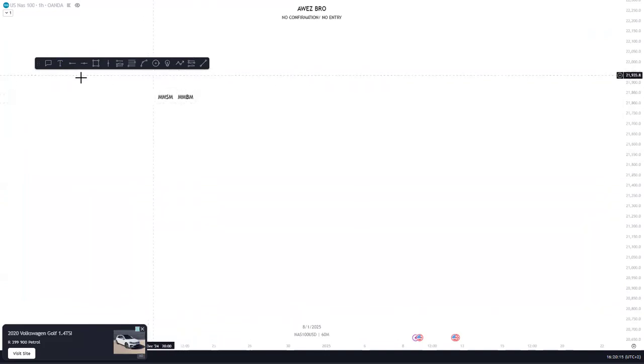So guys, in order for this model to work, or in order to confirm whether this is a market maker sell or buy model, first thing first, you have to go to your higher time frame. On higher time frame, this is what you're going to be looking for. First thing, you're going to be looking for your trend, whether the market is going up or it's going down.